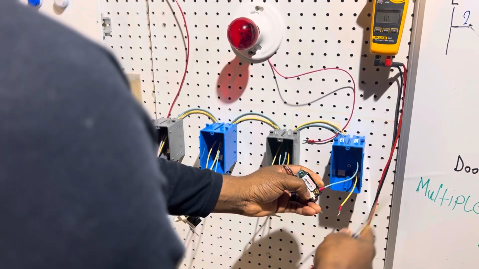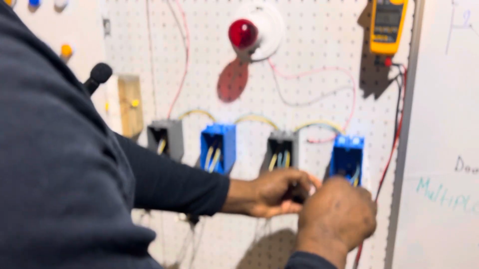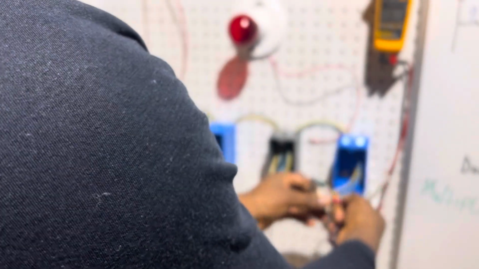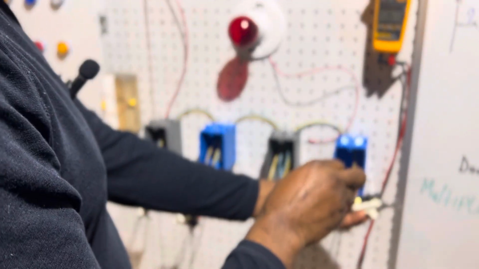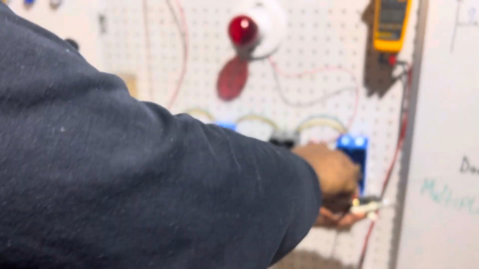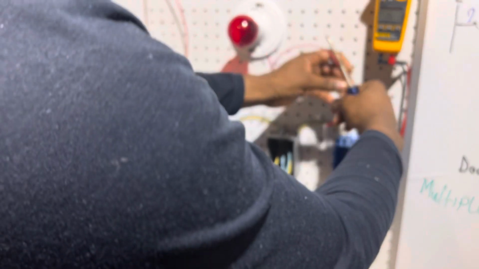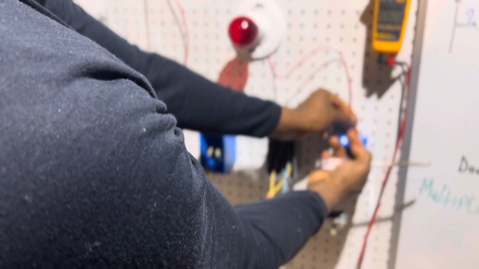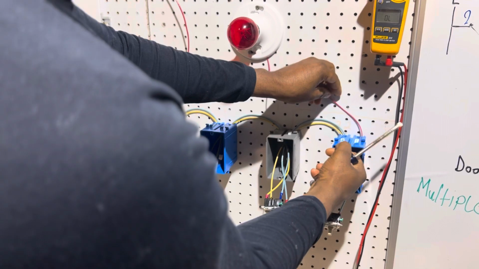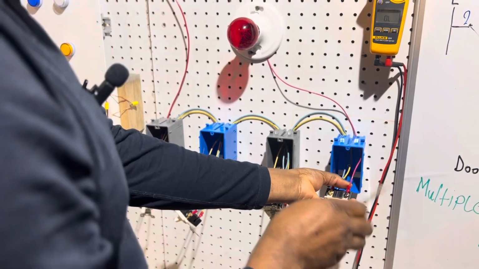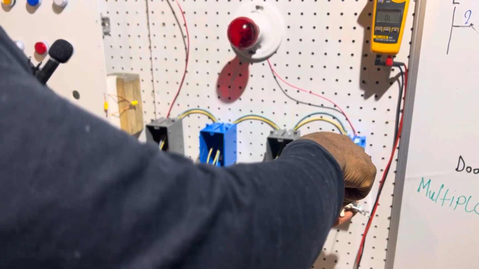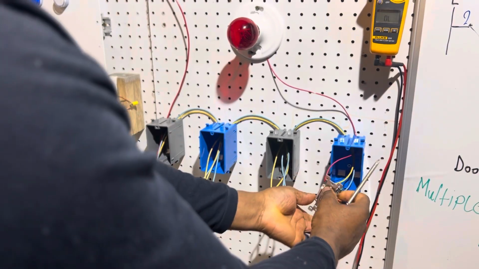This is another two-way switch. And then this one goes to the light. It's also coming from the black screw, the common point of the fourth switch.